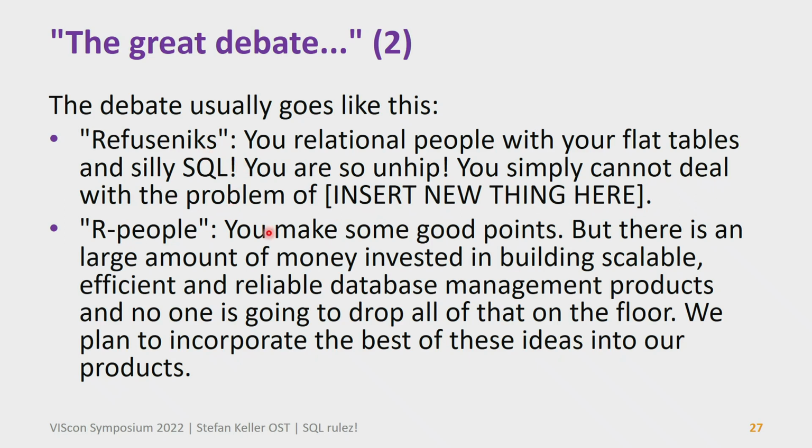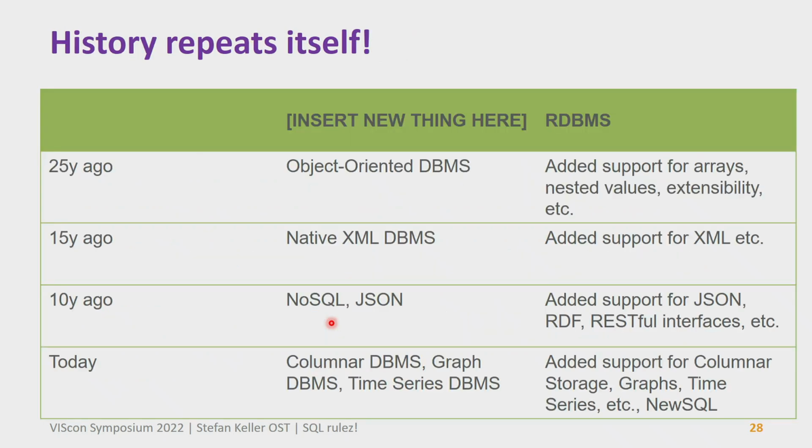The R people say, you make some good points, like graph structures, but there is a large amount of money already invested in building scalable, efficient, and reliable database management products, and no one is going to drop that all on the floor. We plan to incorporate the best of what you just mentioned, and that's what happened. 25 years ago, object-oriented databases came on the market. Native XML databases, gone. 10 years ago, NoSQL and JSON. And what happened? JSON has been incorporated into the multi-model databases. And that's where we are these days.